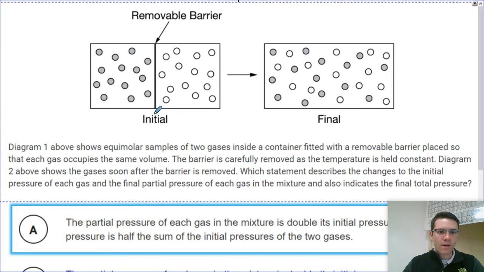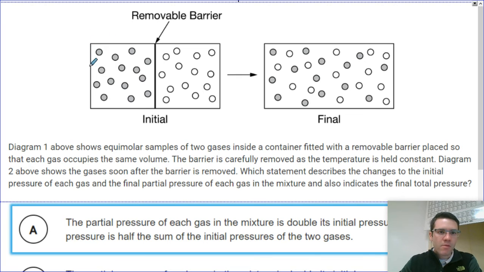The barrier is right in the middle of our container. It is carefully removed and the temperature is held constant. Diagram 2 shows the gases soon after the barrier is removed. Which statement describes the changes to the initial pressure of each gas and the final pressure of each gas in the mixture, and also indicates the final total pressure? This is a Boyle's Law problem.